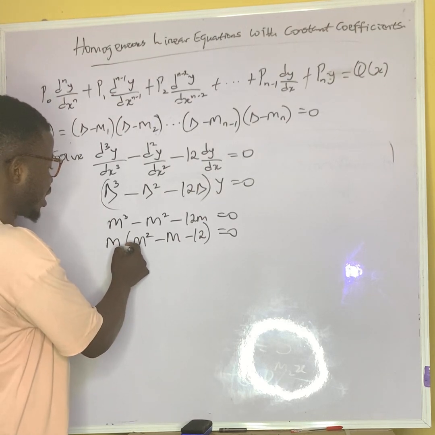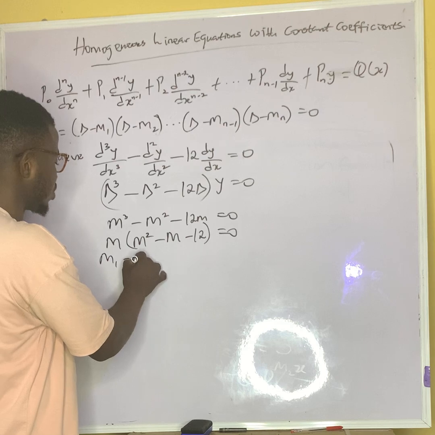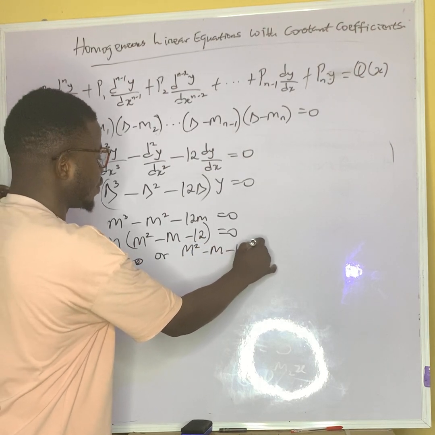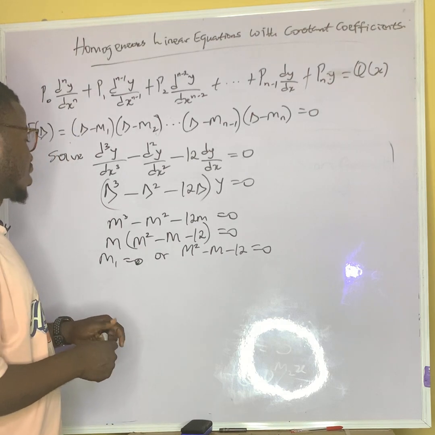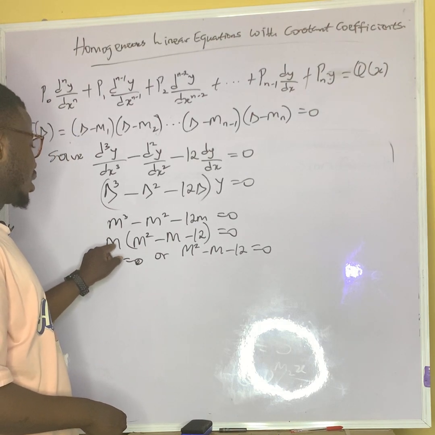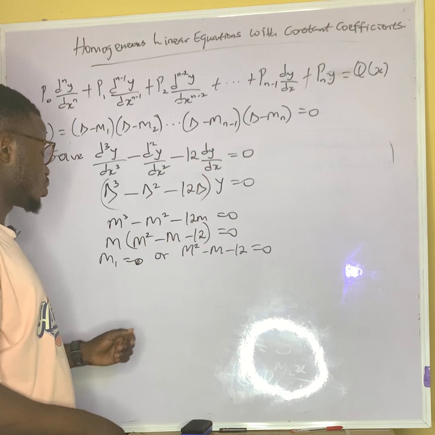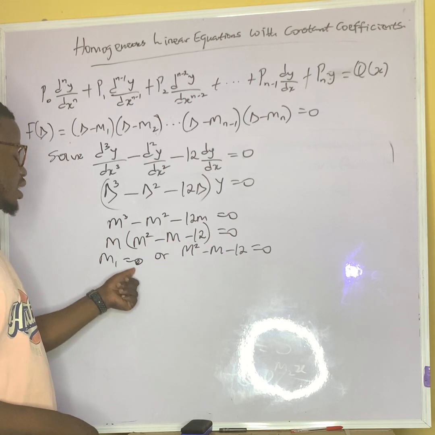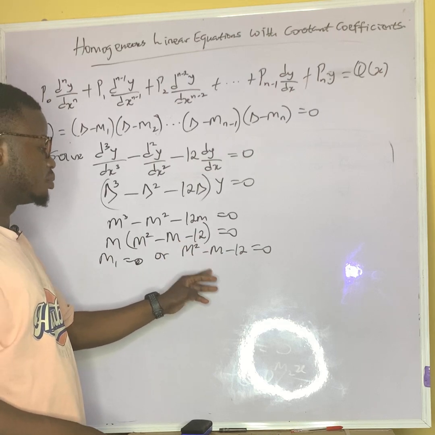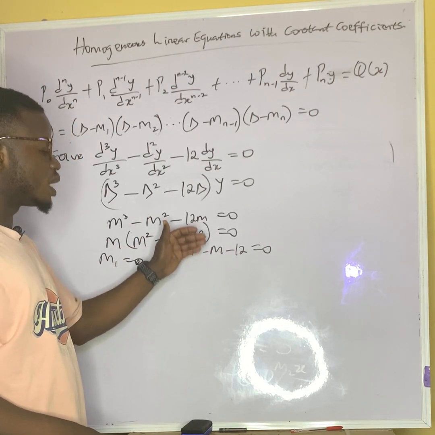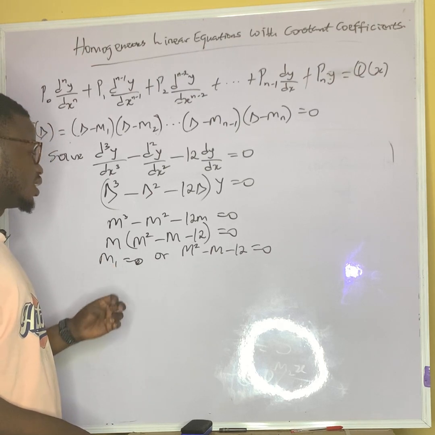So here we can see m1 is equals to 0, or m squared minus m minus 12 equals to 0. Since we have 2 brackets, m is equals to 0, and the other bracket is also equals to 0. So we can say m1 is equals to 0, or m squared minus m minus 12 is equals to 0. Now we need to obtain the values of m2 and m3. We already know the value of m1 in this case.